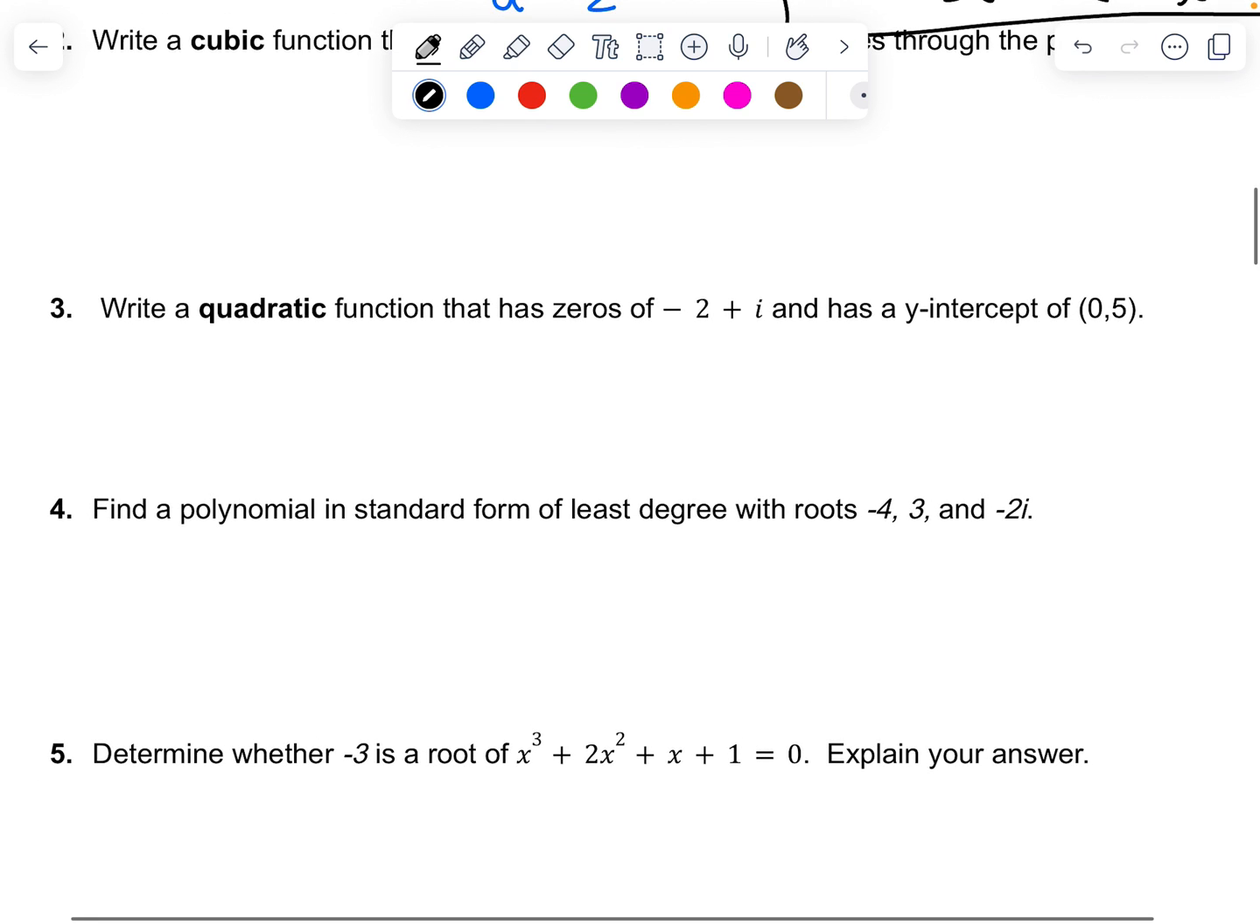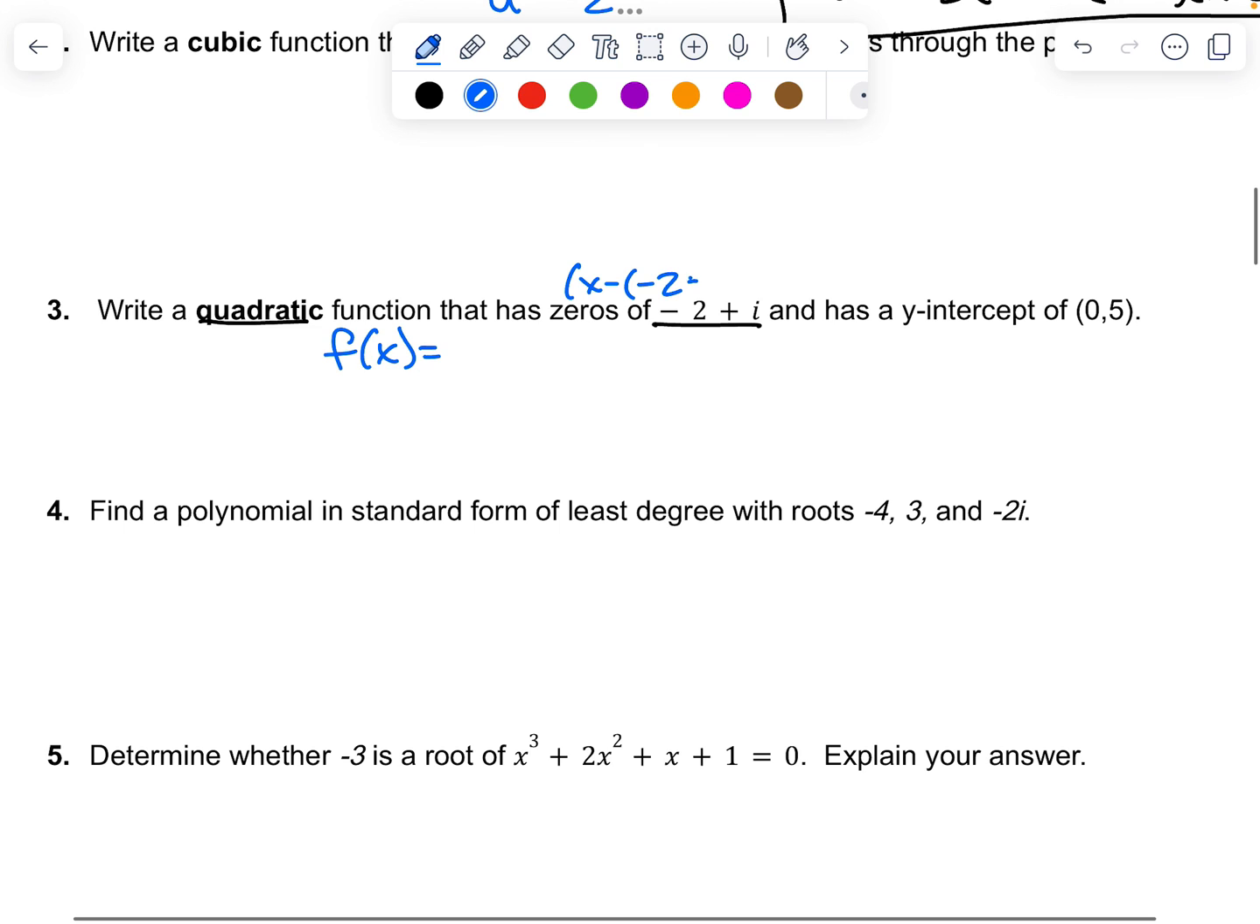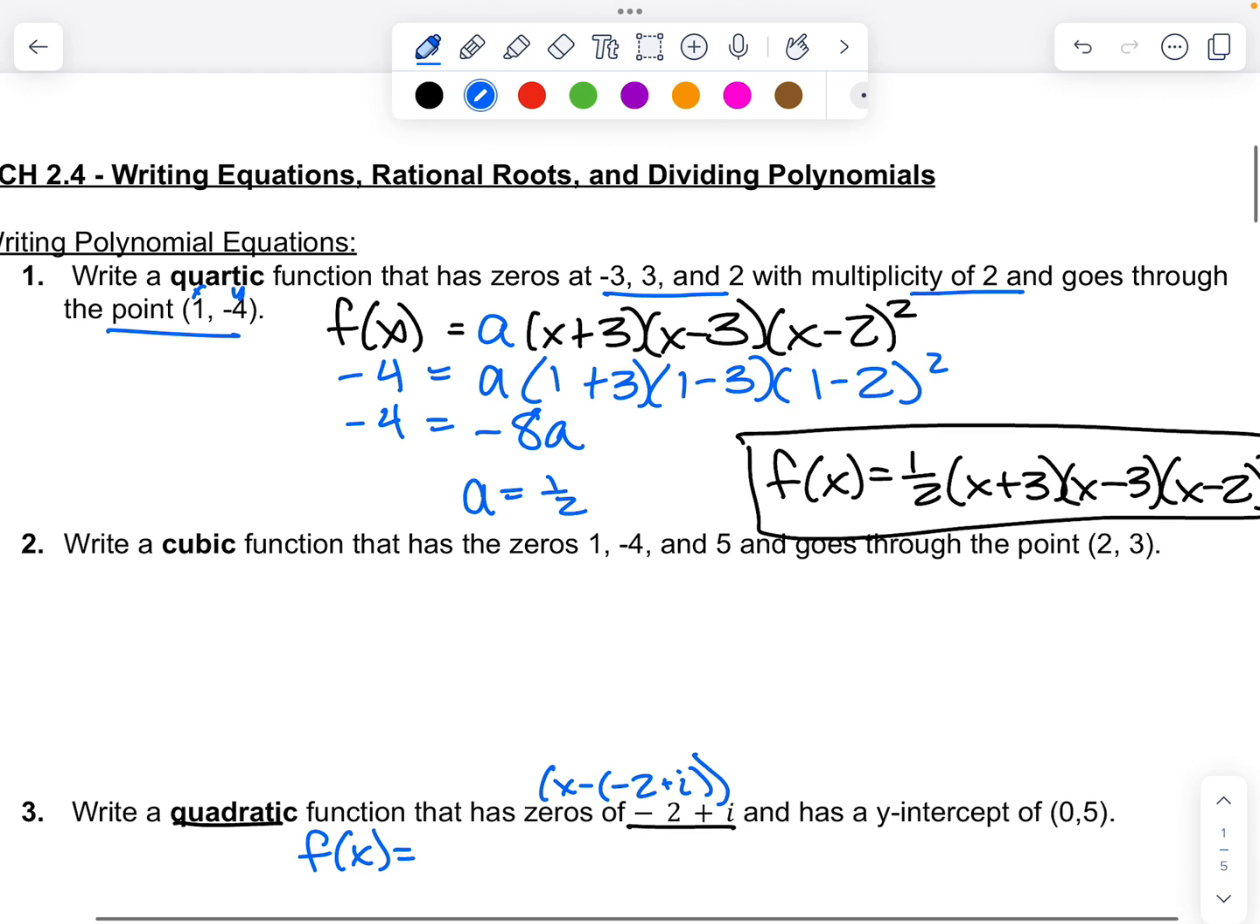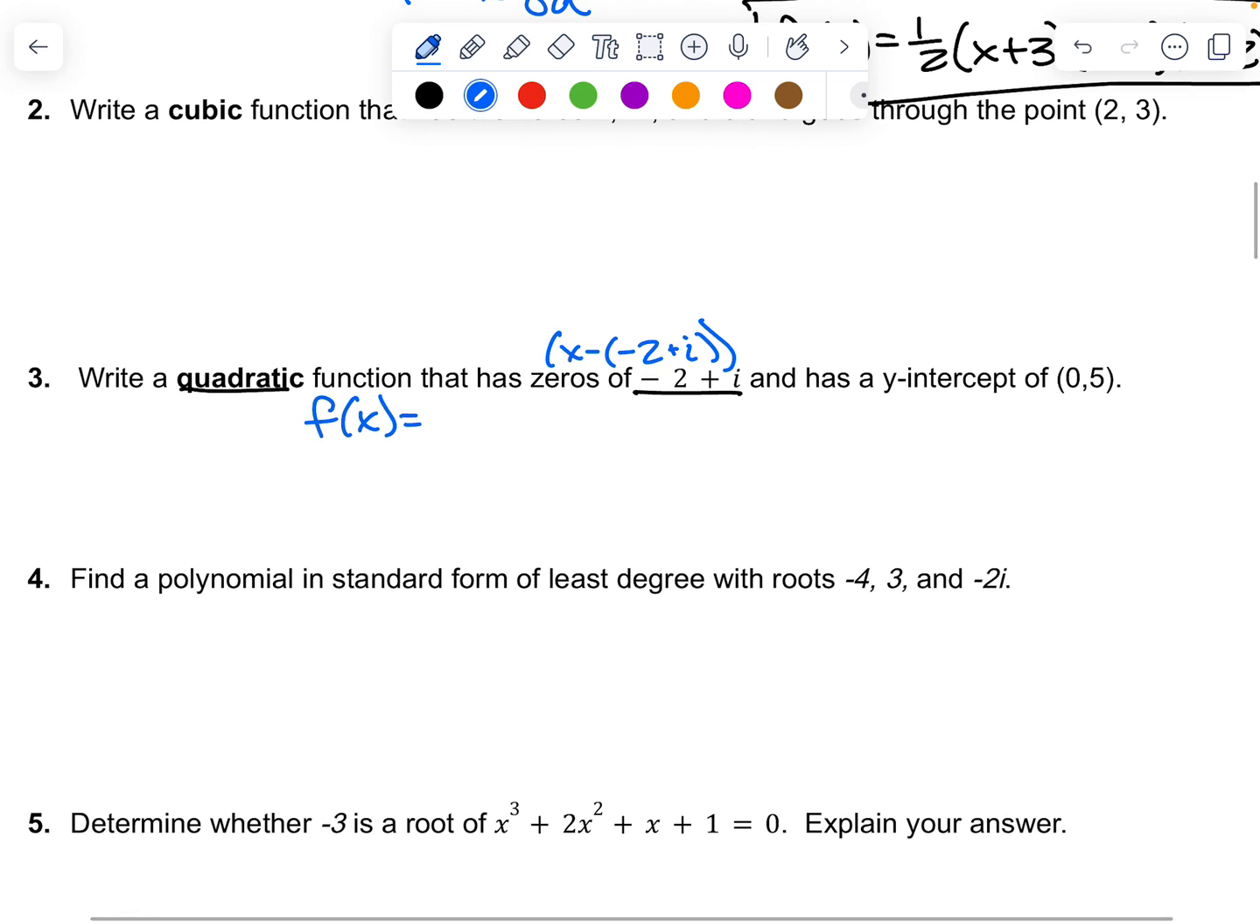So here we have a quadratic, which means it's an x squared function, and it has zeros of -2 plus i. So a couple things I need us to remember. Imaginaries come out in pairs. So that means if my function had a zero of -2 plus i, it came from a factor of x minus -2 plus i, right? Just like my factor of my zero at -3 gave me the opposite inside my parentheses.